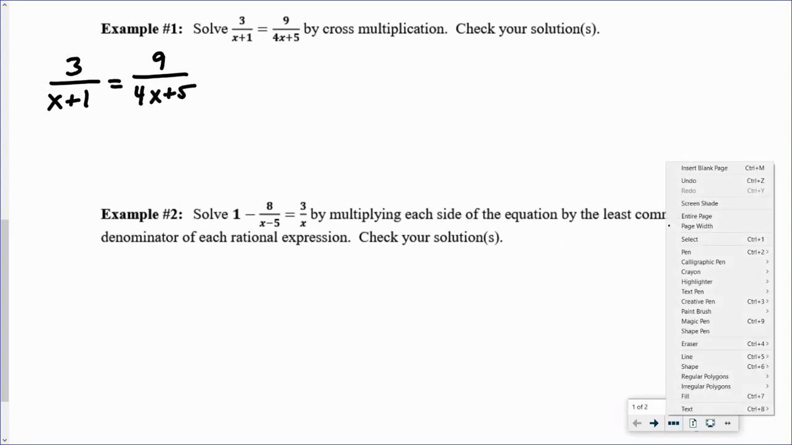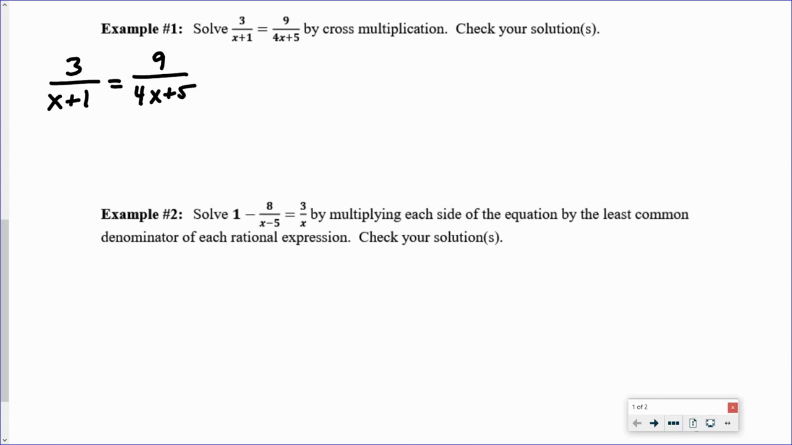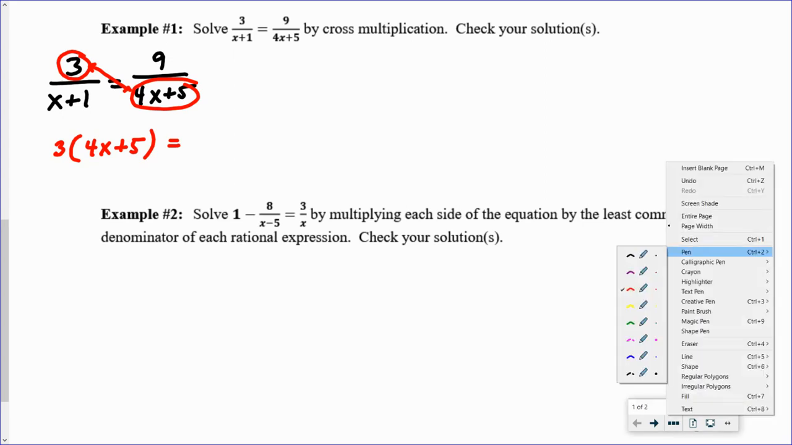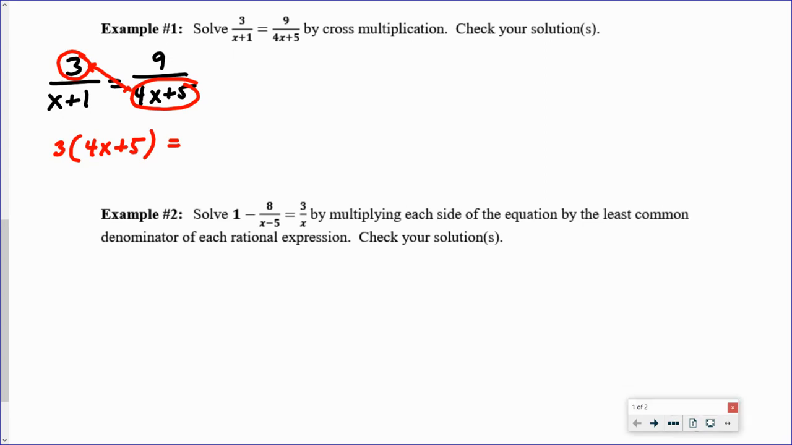All right, so here's what I'm going to do. Cross multiplication involves taking the product of the numerator of the first fraction and multiplying that by the denominator of the second fraction. So here we're going to multiply 3 times 4x plus 5. So this is 3 times the quantity 4x plus 5. And that's going to equal, I'm just going to grab a different color pen real quick, 9 times x plus 1.